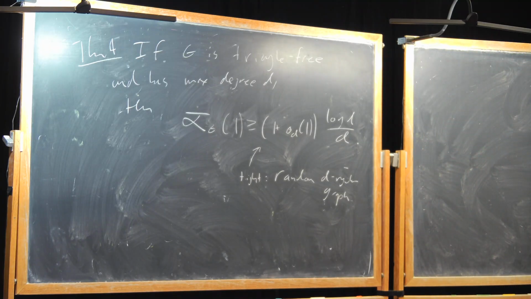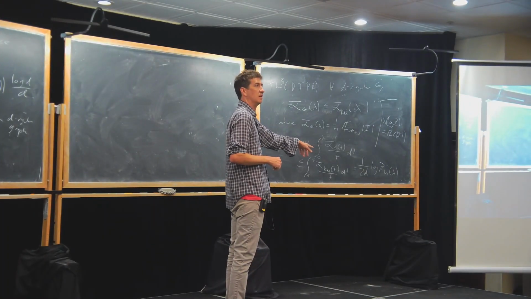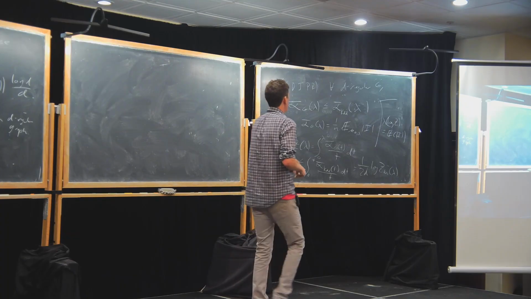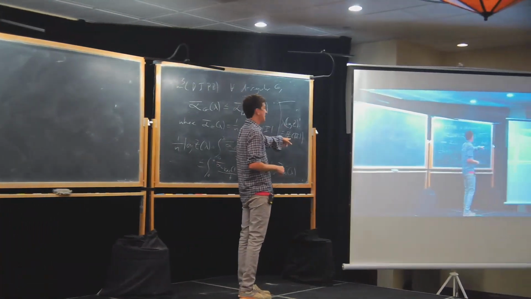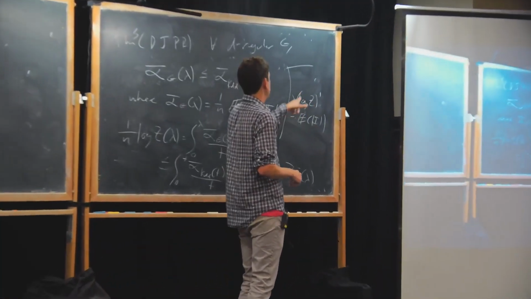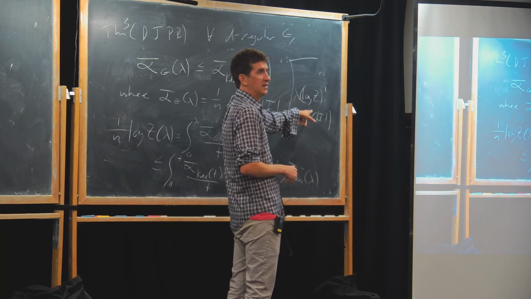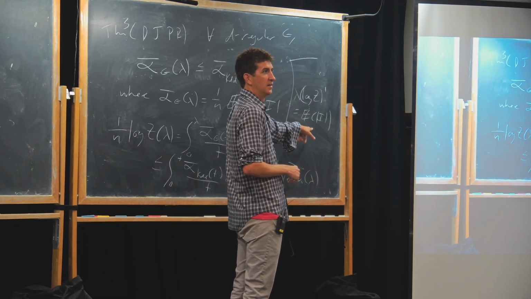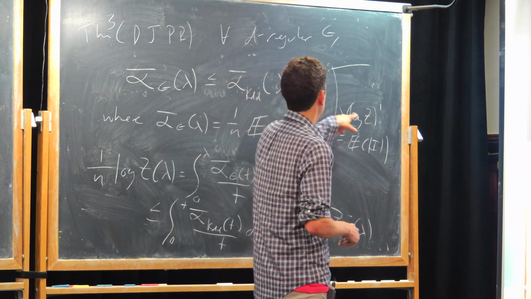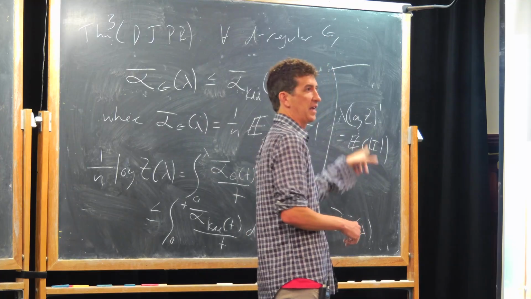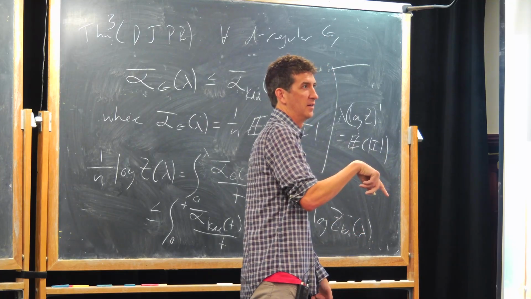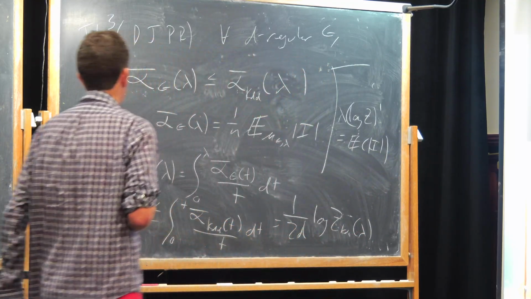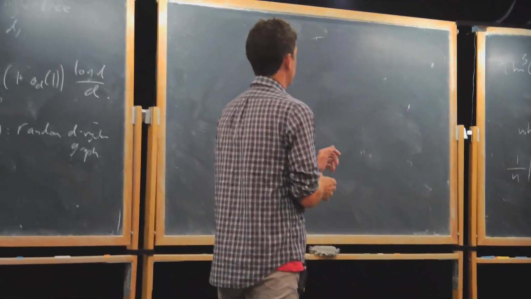Why are you dividing by n and 2d? Oh, because the derivative of log z is not the expectation. It's lambda times the derivative of log z. That's the expectation. And so the derivative of log z is the expectation over lambda. Yeah, it's just the way things are parameterized.